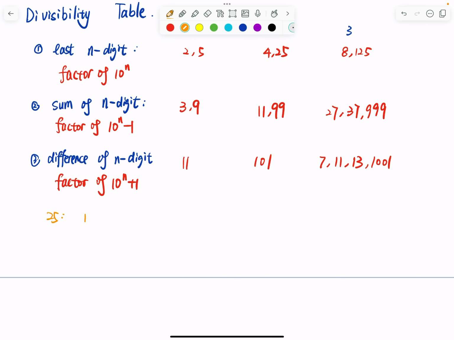How can I determine whether 12345 can exactly divide by 25 or not? So we just look at the last two digits. If you cut it here, it will become 12300 plus 45.